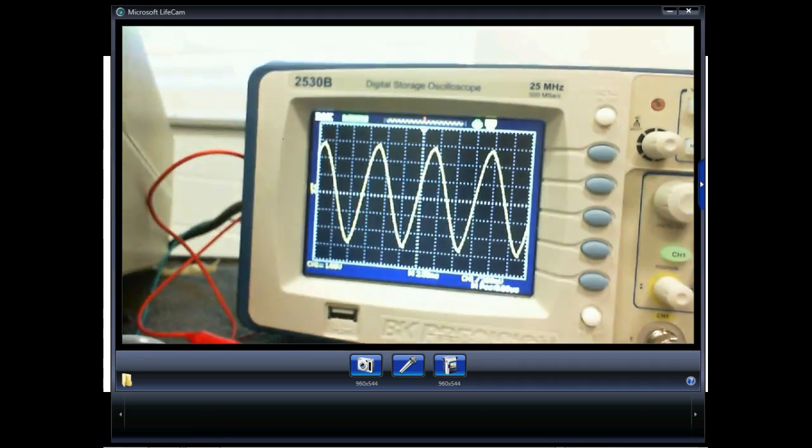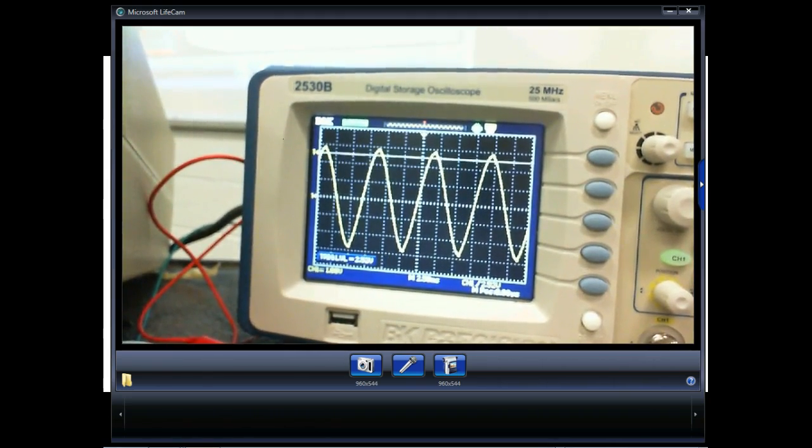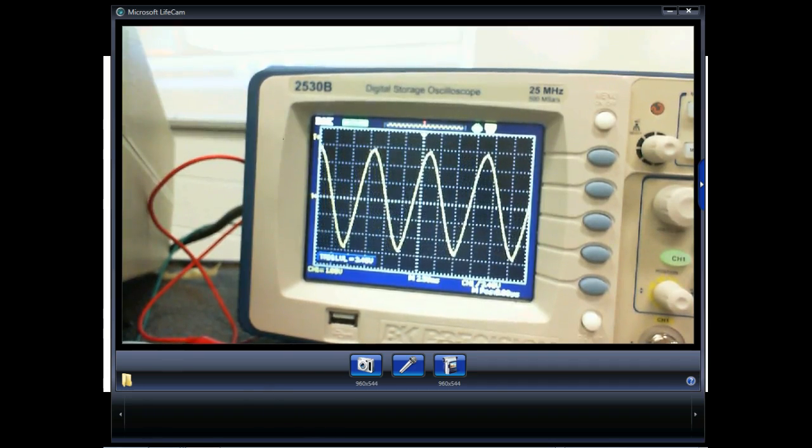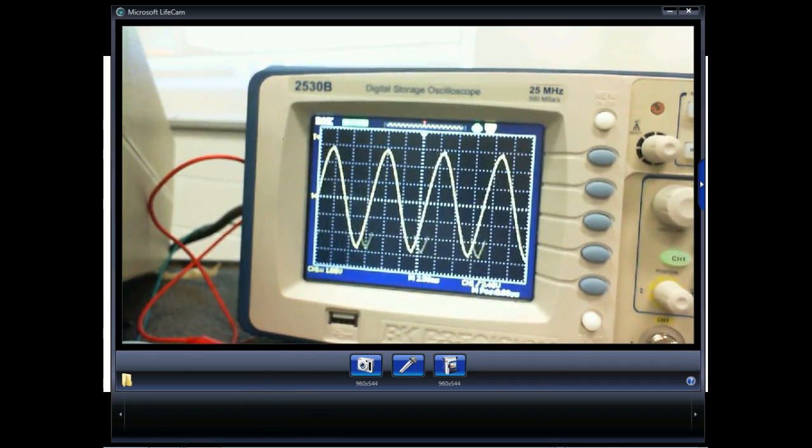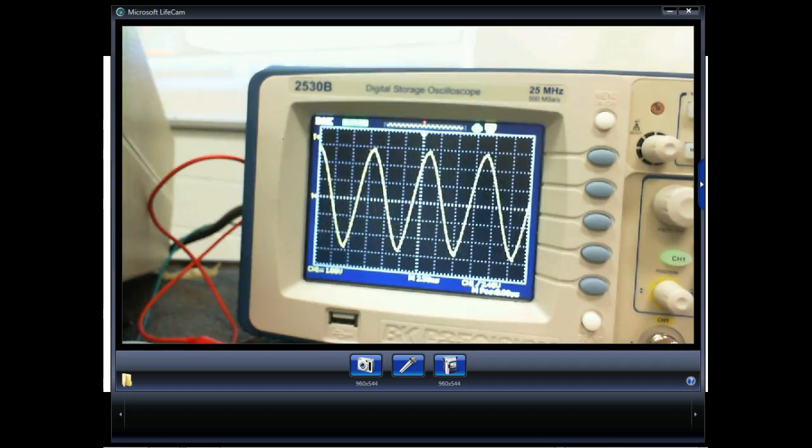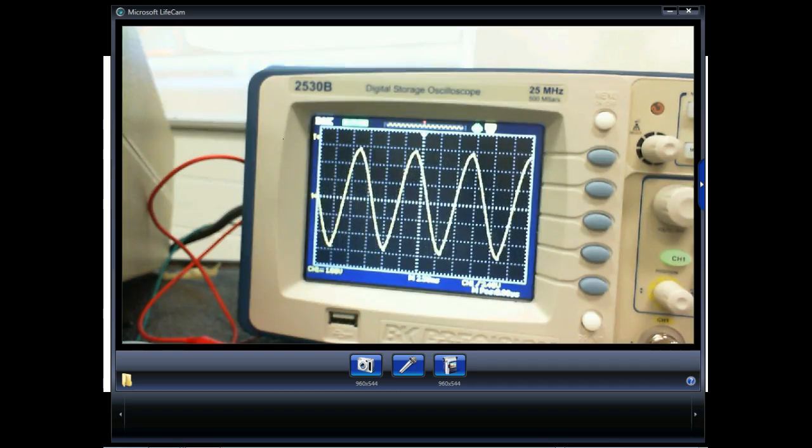If we don't synchronize the scope, we call it a trigger. So this is the trigger. If we don't synchronize it, it's still doing exactly the same thing, but my oscilloscope is not synchronized with the signal.